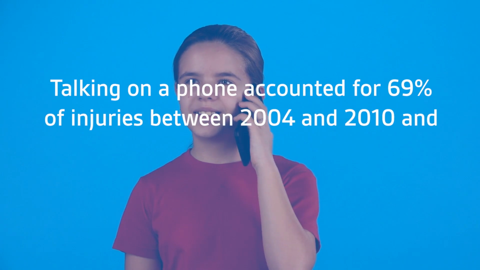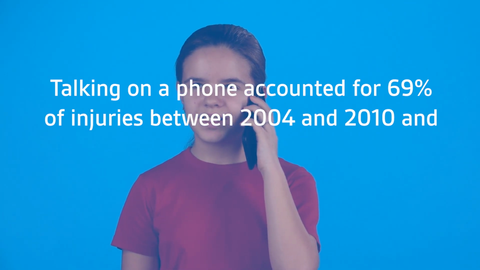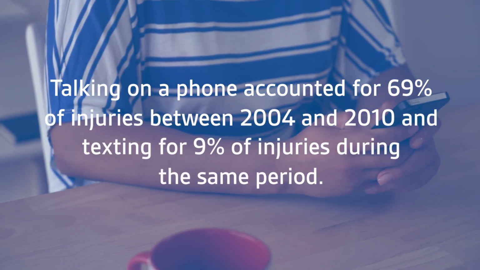Let's not forget about cell phones. Talking on a phone accounted for 69% of injuries between 2004 and 2010, and texting for 9% of injuries during the same period. So most importantly, just turn off the phone and be aware of your surroundings.